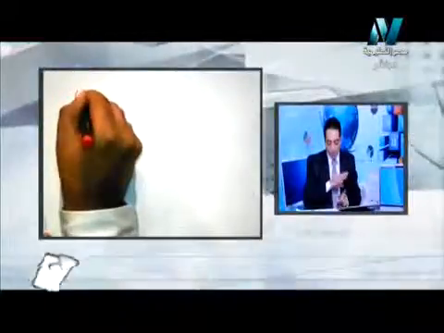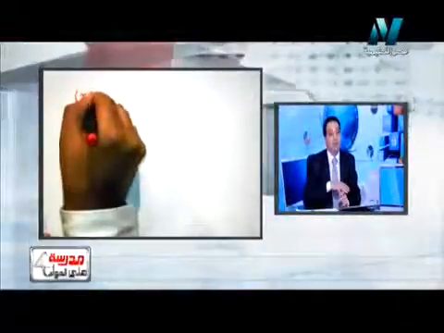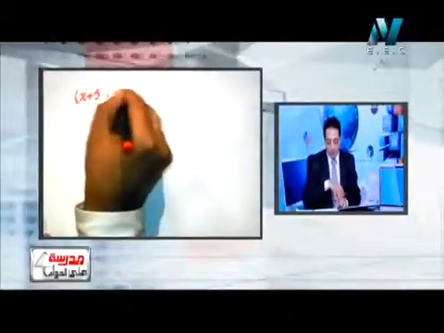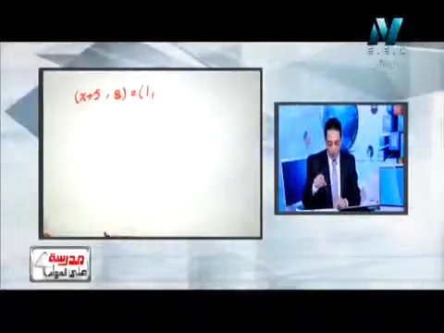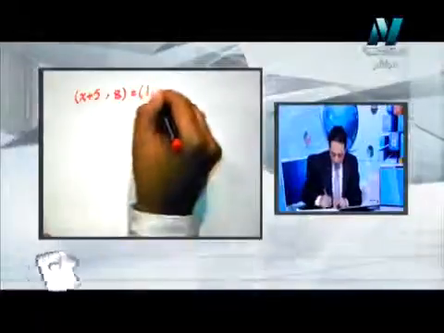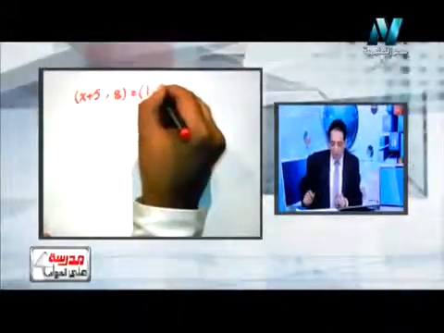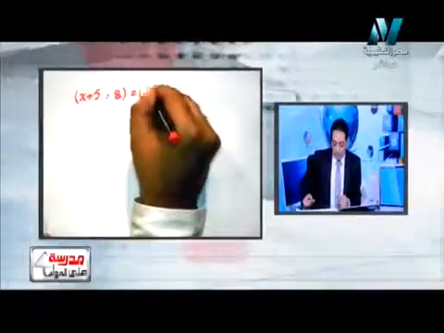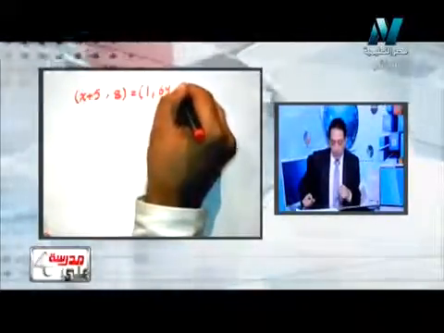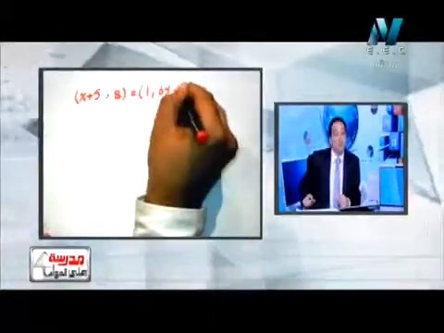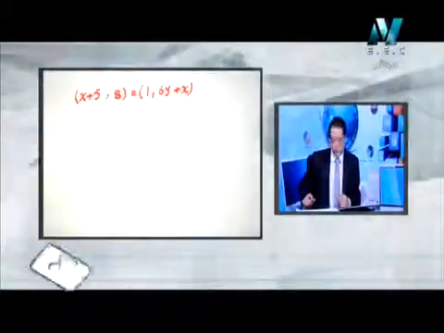Okay. Now let us have this example. It says if the ordered pair x plus 5 and 8... Yes, this is an ordered pair. If the ordered pair (x plus 5, 6y) equals the ordered pair (1, 6y plus x), then x equals what and y equals what?